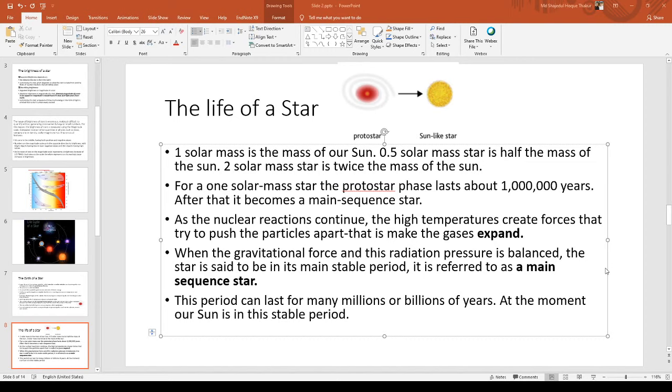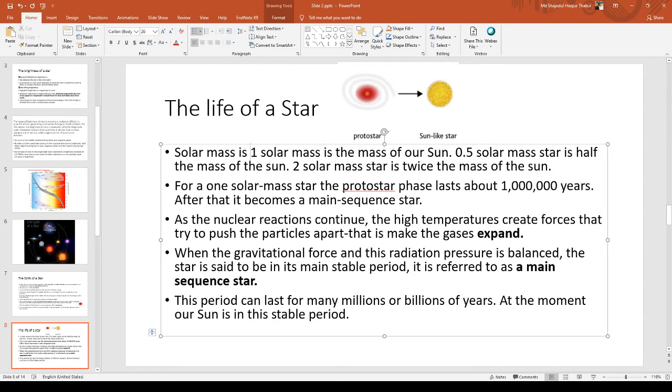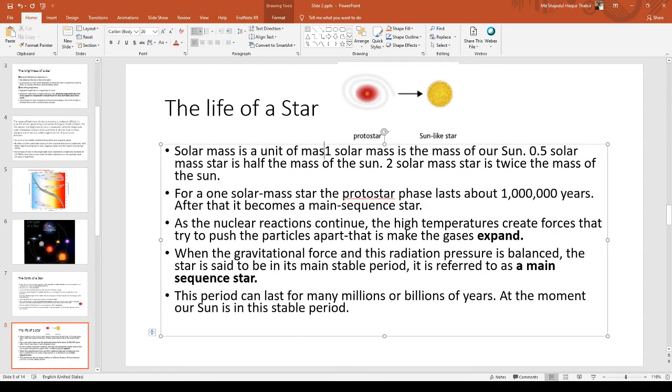Okay. So back to our topic. What is a solar mass? I will explain this one again. Solar mass is a unit of mass. Let me specify that here as well. Solar mass is a unit of mass.